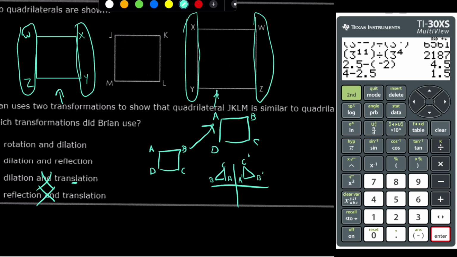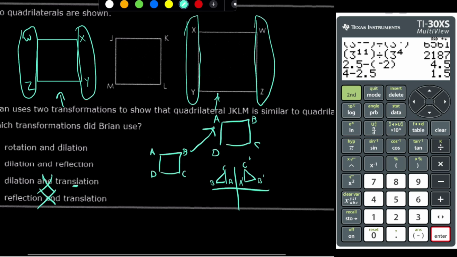A rotation would have a situation where if you rotated this shape, this Nintendo Switch looking shape, let's say you rotate it 90 degrees, everything would shift one spot in the order. So instead of W here, X here, you would have W here, X here, and everything shifts one over. And that doesn't work. So it is dilation and reflection.